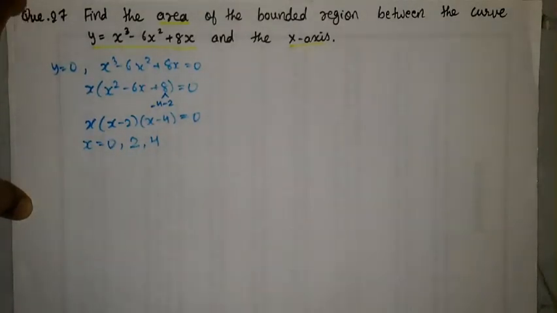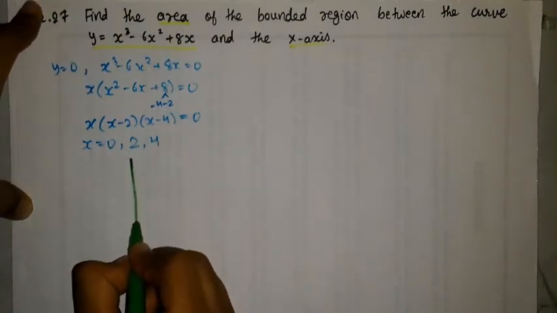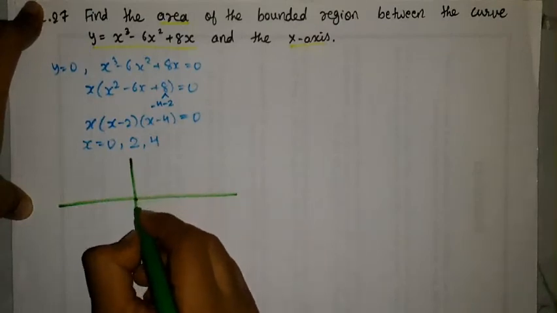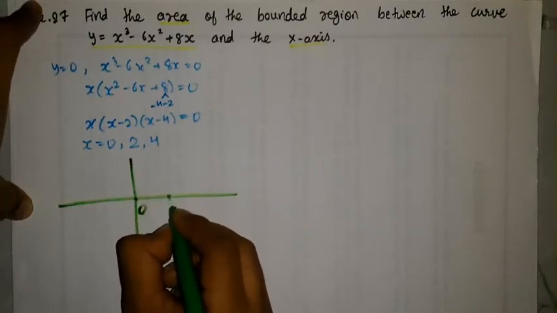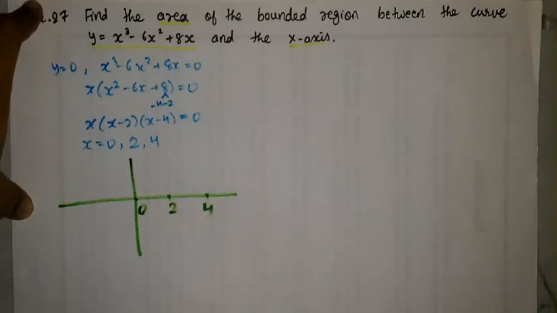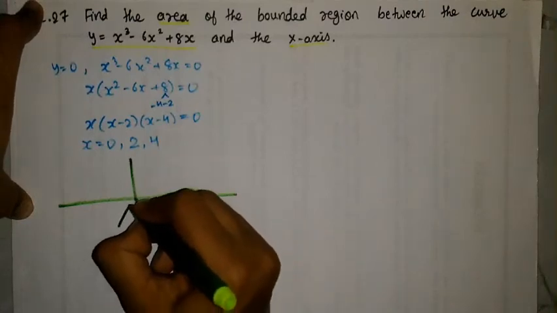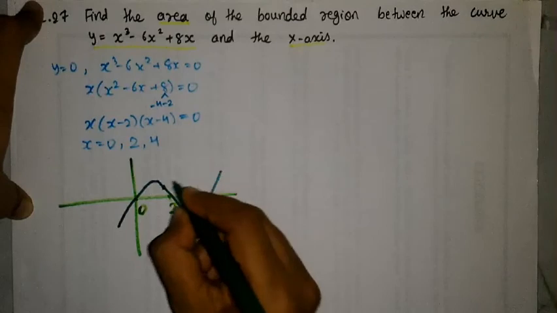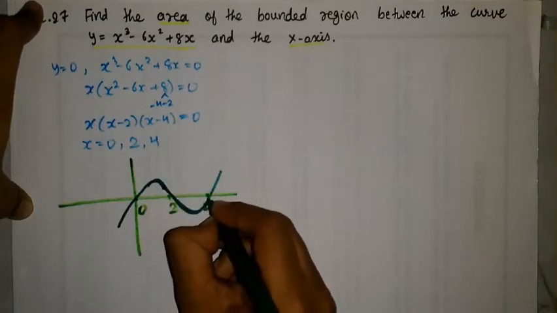Now let's draw the diagram. This is the y-axis, this is the x-axis. The intercepts are 0, 2, 4. So this curve will look like this.